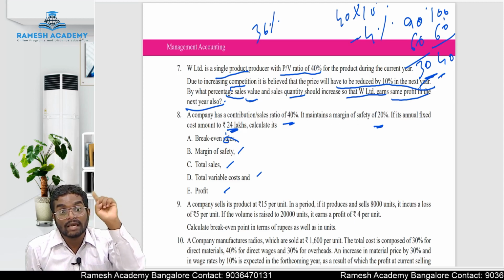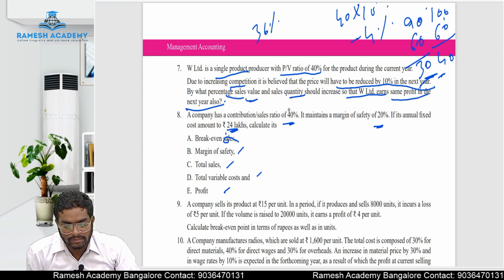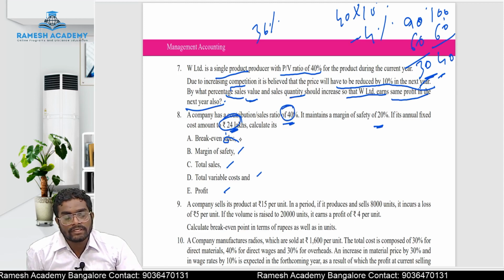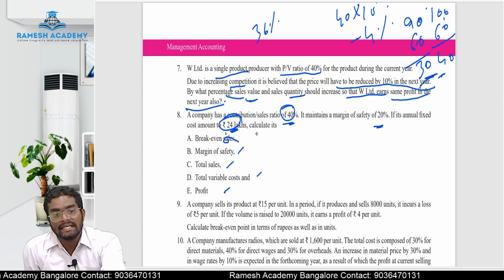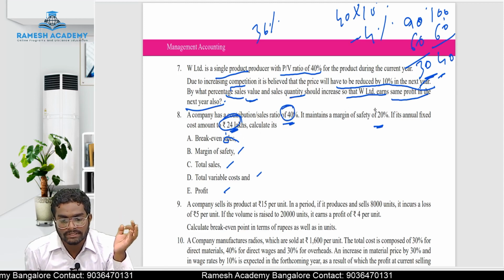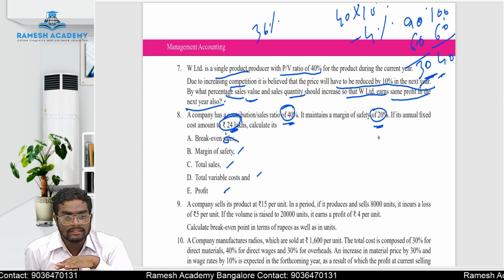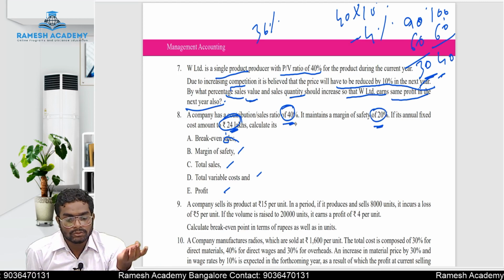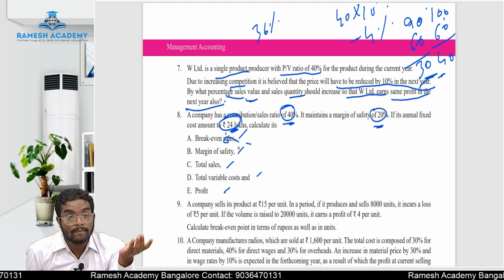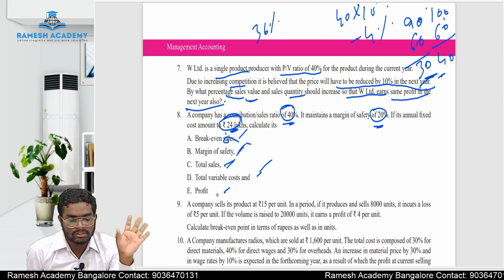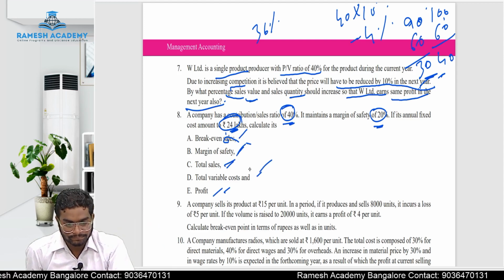So by this we can calculate the BEP sales. Be careful, because we have the contribution PV ratio, we have the fixed cost, we can calculate the BEP. BEP is 80% because margin of safety is 20% here, which means the remaining 80% is BEP. So we'll calculate it to 100%. So by that we'll calculate the margin of safety, and we have the total sales. Then if you have PV ratio, then variable cost is easy, profit is also easy.